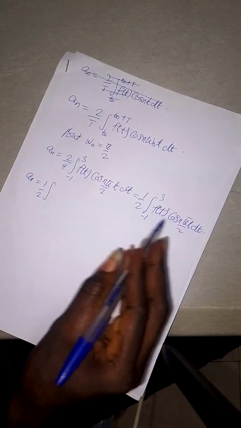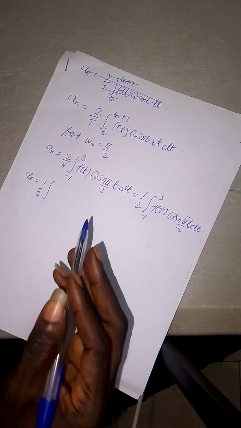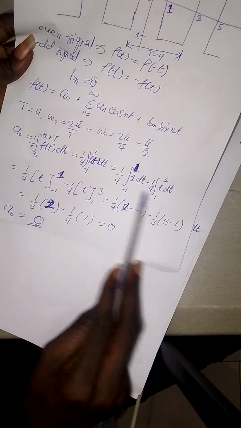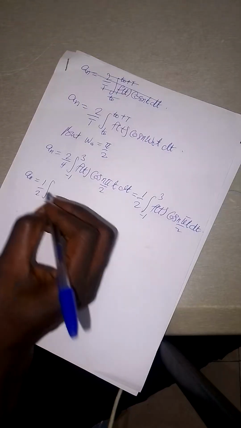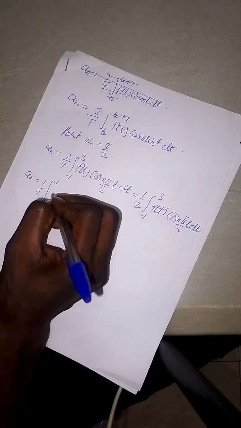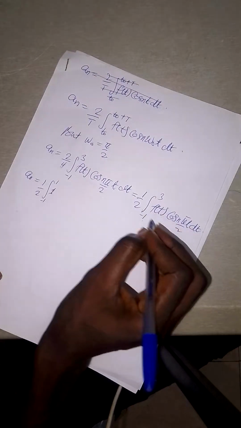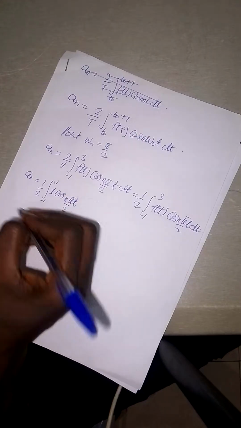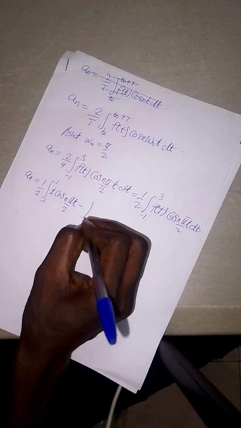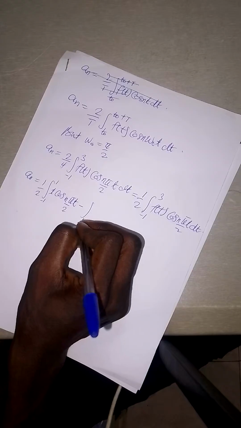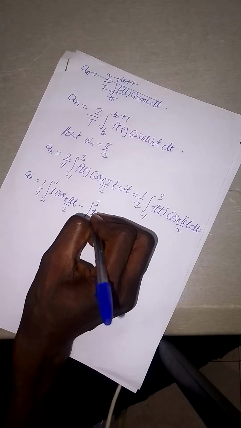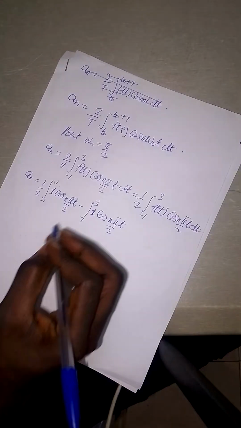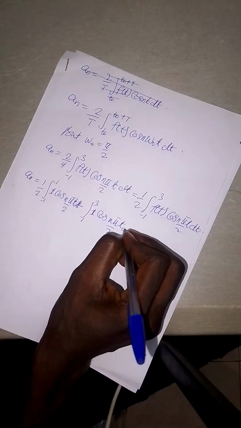let me break the function into two, just as I did over here, where I broke the function into two. So if I break the function into two, I'll have from minus 1 to 1, the function 1 times cos n pi t over 2, and then from 1 to 3, I'll have 1 cos n pi t over 2.